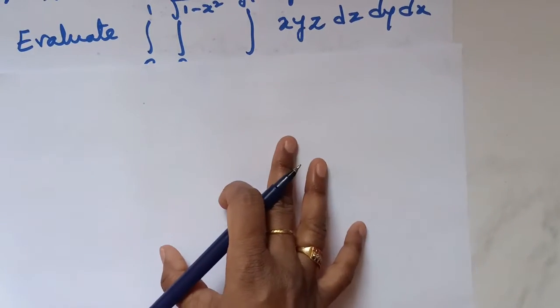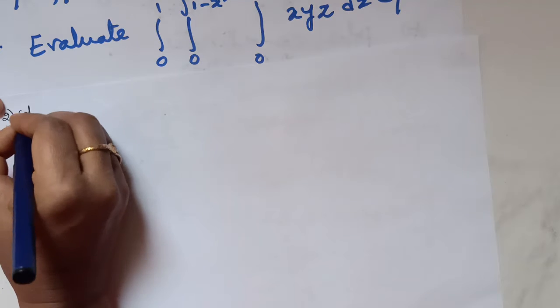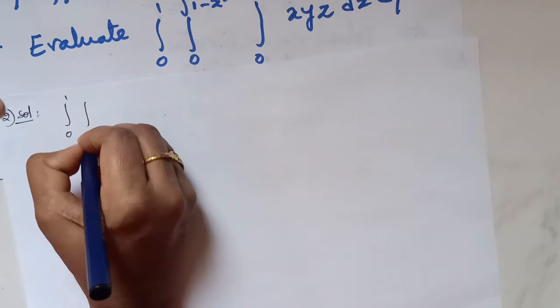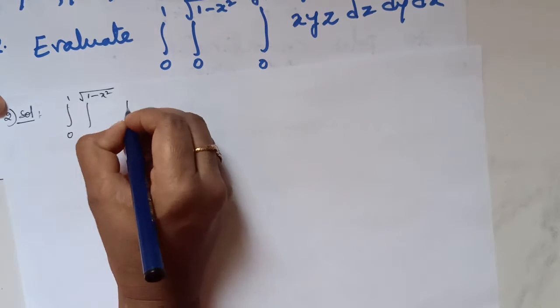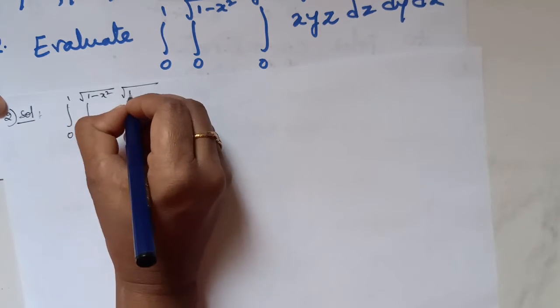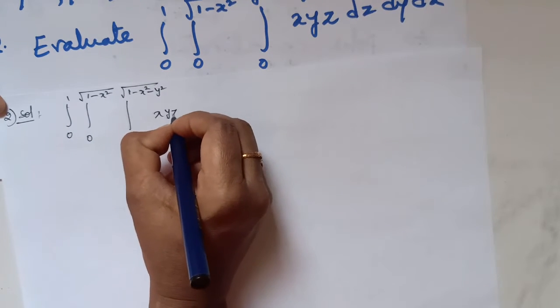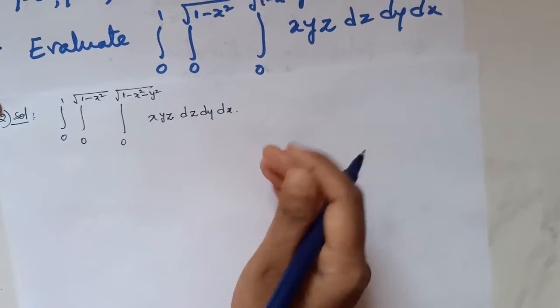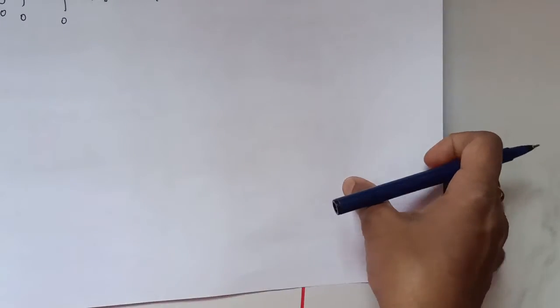Now, second one, evaluate the integral 0 to 1, integral 0 to root of 1 minus x squared, integral 0 to root of 1 minus x squared minus y squared, of xyz dz dy dx. Okay, now we are going to find the integral value of this.